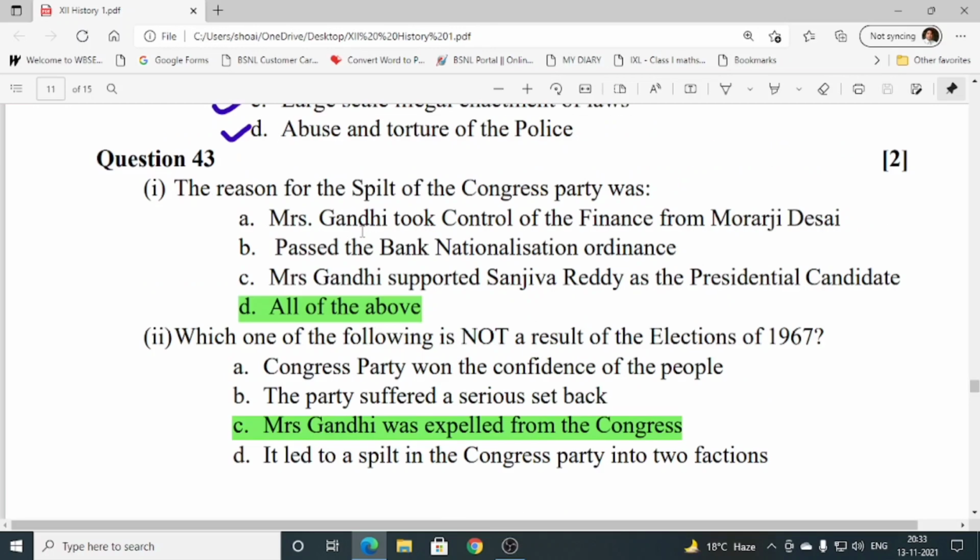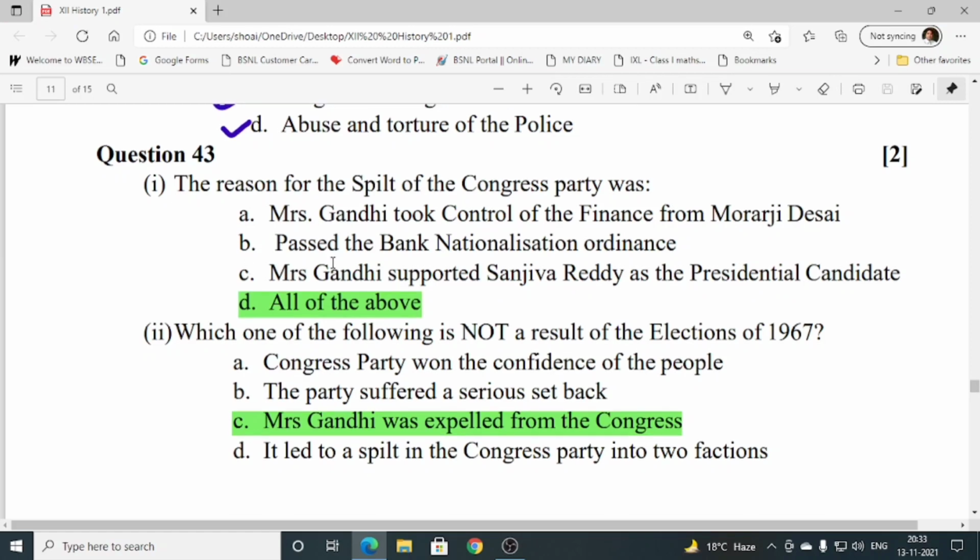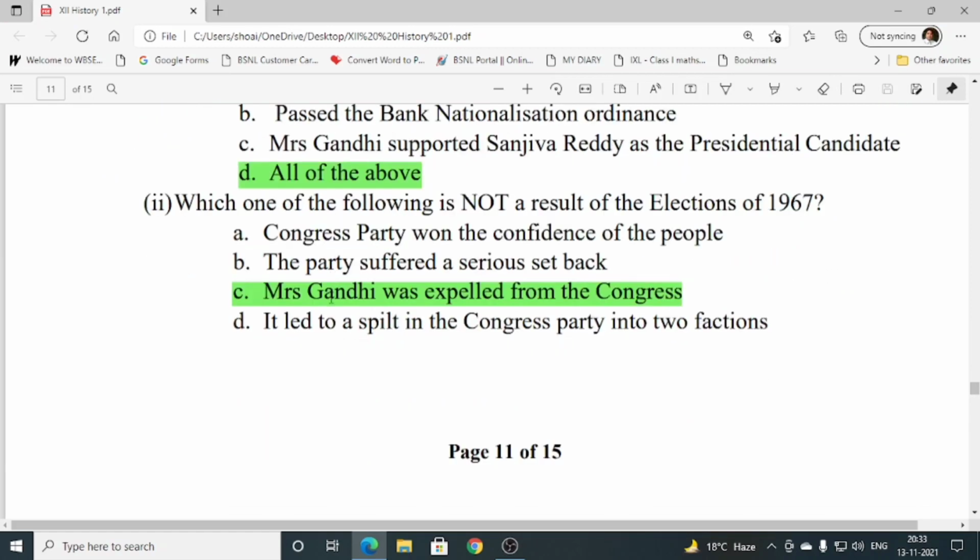Number 43, the reason for the split of the Congress party was all of the above. Mrs. Gandhi took control of finance from Morarji Desai, passed a bank nationalizing ordinance. Mrs. Gandhi supported Sanjeeva Reddy as a presidential candidate. So all these are the reasons for the split. All the above. Number 2, which one of the following is not a result of the election of 1967? So C, Mrs. Gandhi was expelled from the Congress. This is not a result.